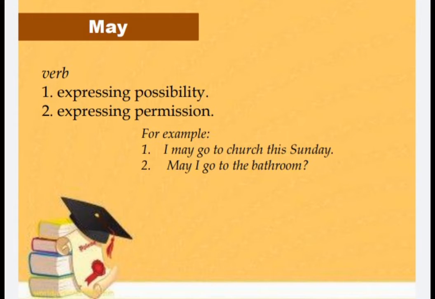For the fourth modal, it is the word may. It is a verb that expresses possibility that is most likely to happen. Number two, it expresses permission. For example, I may go to the church this Sunday. As we can observe, going to church usually happens during Sundays, and may functions here that the subject has a high possibility of going to church this Sunday. And for number two, may I go to the bathroom?